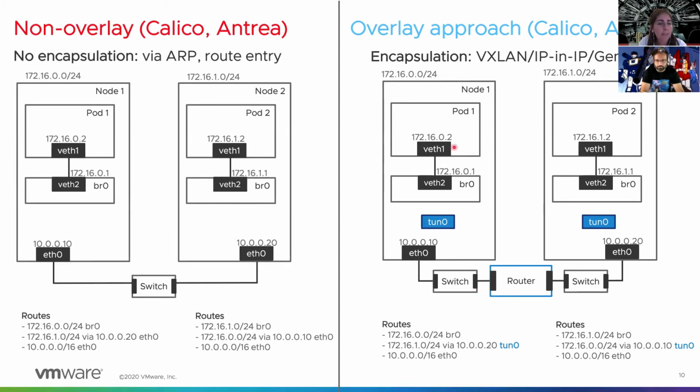So here again, when pod 1 wants to communicate with pod 2, it will hit the bridge, then it will hit the route table, but in the route table there's a difference. Every packet that is destined to the other node's pod CIDR is going to be forwarded to tun0 first.